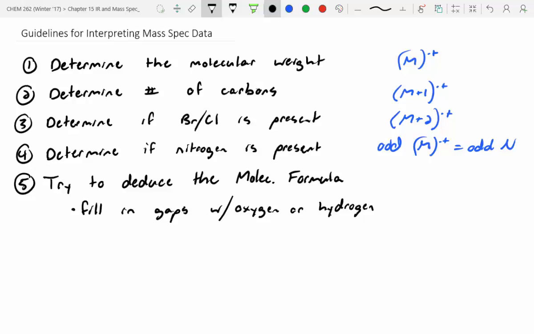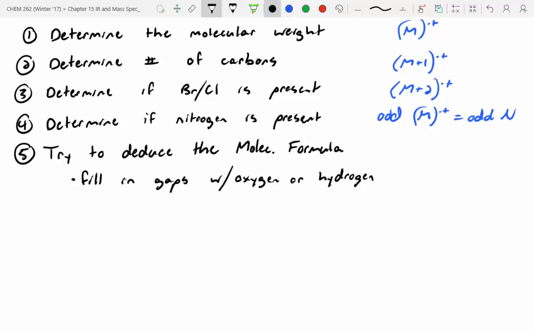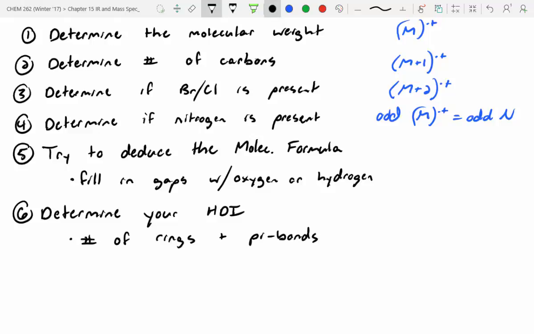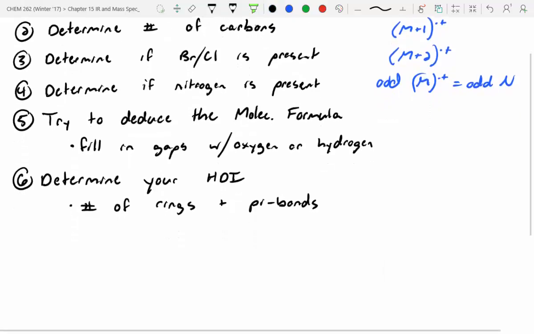Then the next thing I typically do is I determine my hydrogen deficiency index. And the HDI tells you a bit more information once you have the molecular formula. What does that do? Number of rings or pi bonds. I should say number of rings plus pi bonds, because you can have combos of both, right? And then last but not least, I take a look at my fragments.